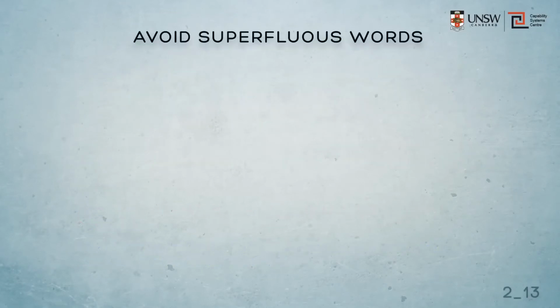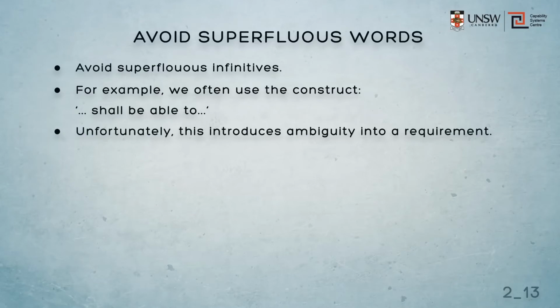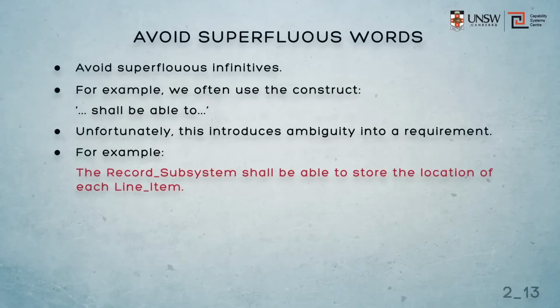In addition to introducing ambiguity through the use of vague words, confusion in the mind of the reader can also be introduced by using superfluous words. That is, words that aren't necessary and actually take away from the meaning of the statement by hiding that true meaning. For example, we often use the construct "shall be able to." Now, unfortunately, this introduces ambiguity into a requirement. For example, the record subsystem shall be able to store the location of each line item.